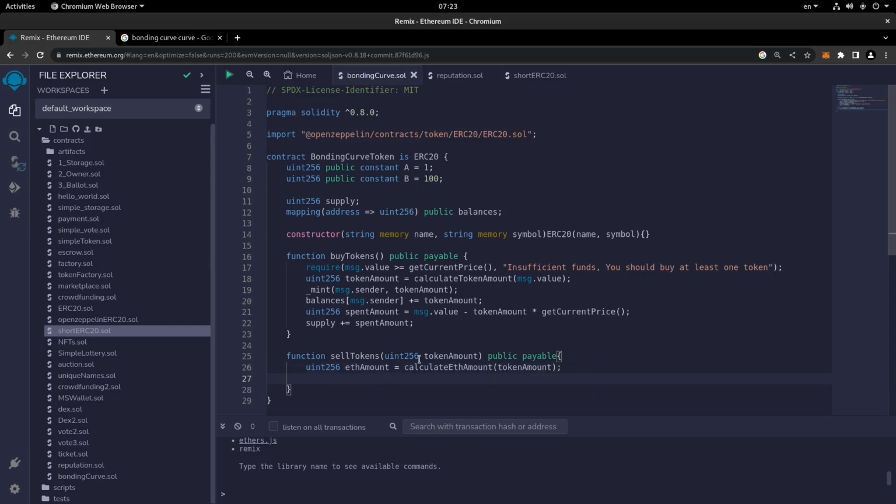Once we do that, we need to set the requirement that the balance of the message sender be greater than or equal to the token amount. For example, if you want to sell 5 tokens, you need to at least have 5 tokens. This is why we write the requirement: balances of the message.sender be greater than or equal to the token amount, otherwise insufficient balance.